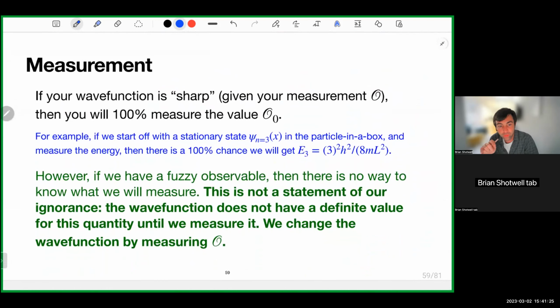So this is repeating kind of what we were saying. So here's another example. Again, I'm reading the thing in blue. For example, if we start off with a stationary state, the n equals 3 state of the particle in a box, the second excited state, and we measure the energy, then we definitely know what value we're going to get for the energy because our wave function was an energy eigenstate. So if your wave function is already one of those special functions for your measurement operator, then you already know what you're going to get out of the measurement with 100% certainty.